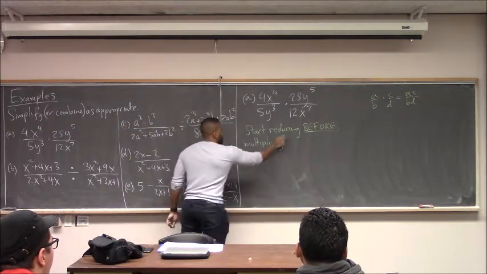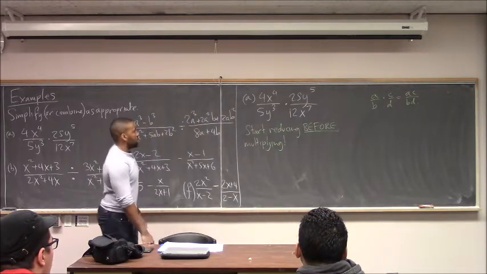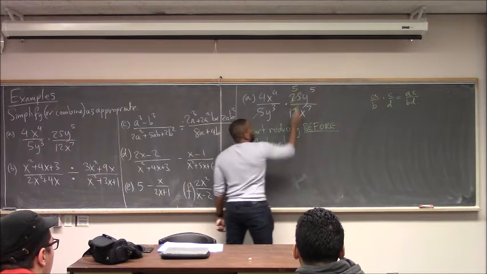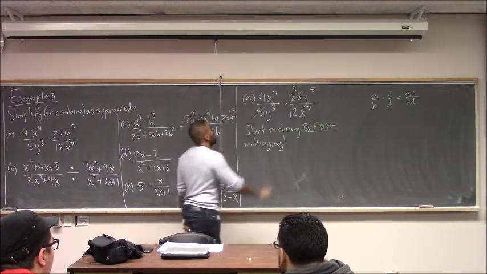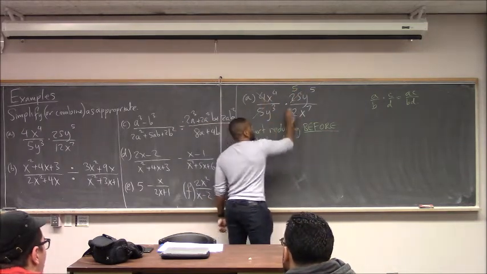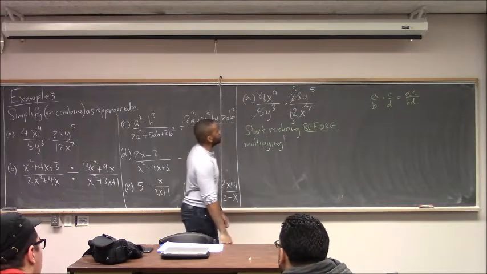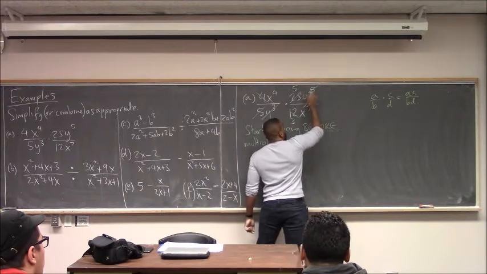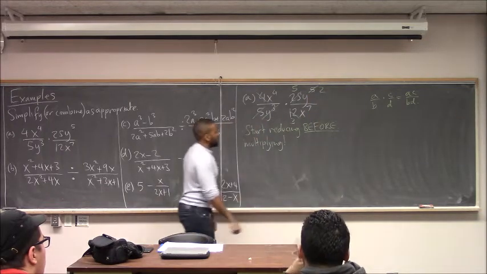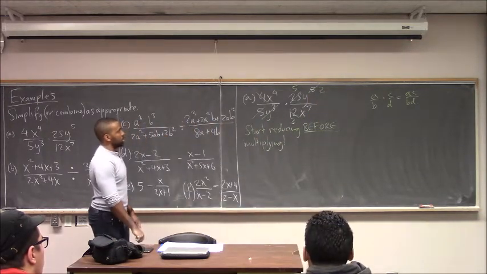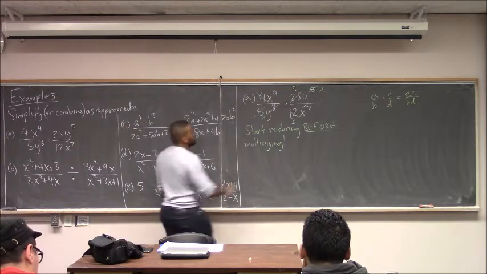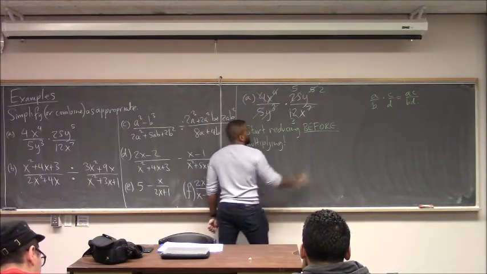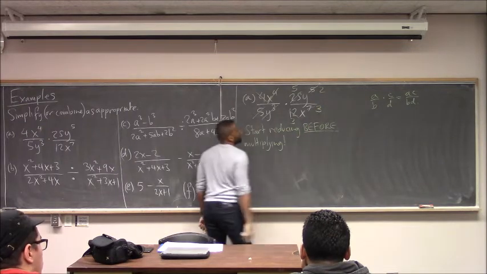So in that case, what can we start doing here? 5 would go into 25, 5 times. 4 goes into 12 3 times. y cubed goes into y to the 5th, so that's 5 minus 3. That gives us a y squared up there. So x cubed goes into x to the 4th, so you're left over with 3 factors.